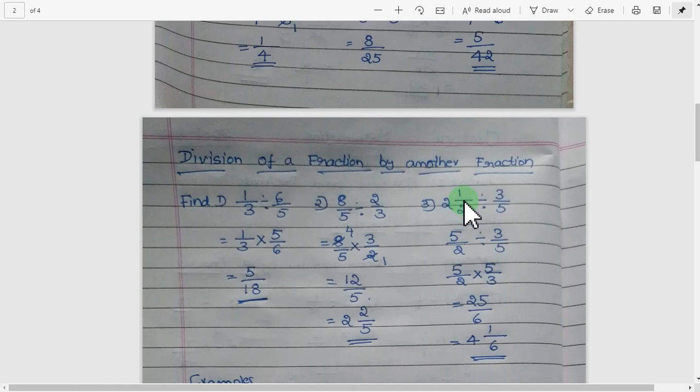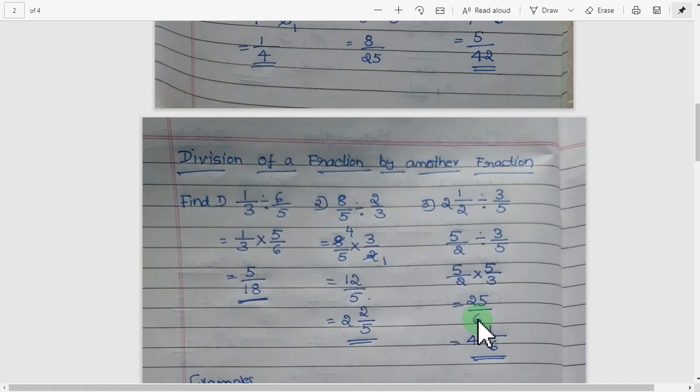So 2 1 by 2 divided by 3 by 5. The first step is converting the mixed fraction into an improper fraction: 5 by 2 divided by 3 by 5. If a mixed fraction is given, the first step is converting that into improper. Then change division into multiplication and take the reciprocal, 5 by 3. So again cancellation is not possible. Multiply: 5 fives are 25, 3 twos are 6.